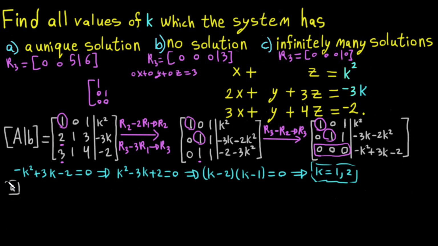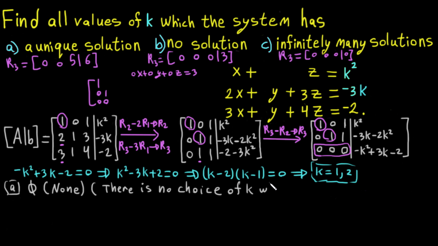A, unique solution? Here phi, we don't have a unique solution, or you can write none, or you can write there is no choice of k which gives a unique solution.